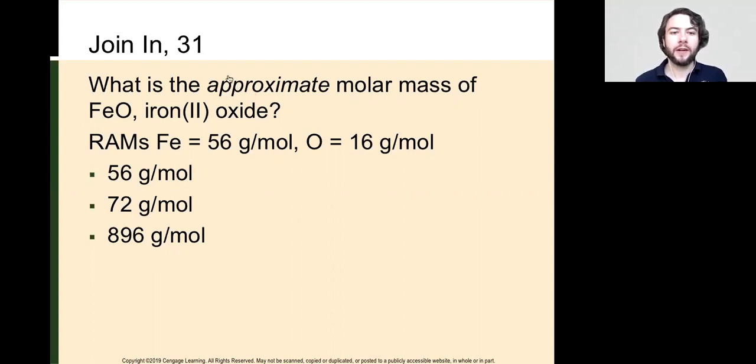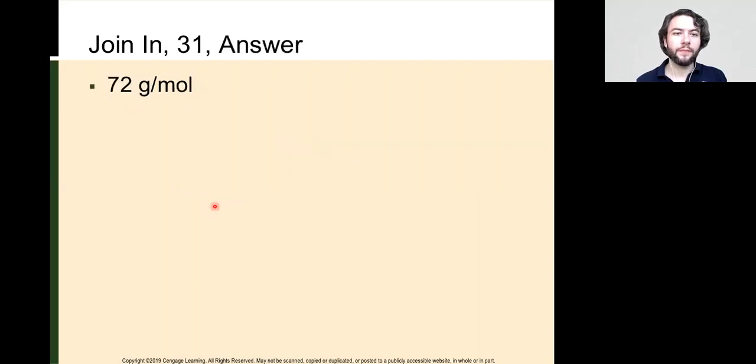Yes, very good. A few of you have messaged me. Excellent. So the answer here is 72. So we have iron and we have oxygen, so we have 1 of each. So 56 plus 16 is 72. 72 is the answer. Very good.